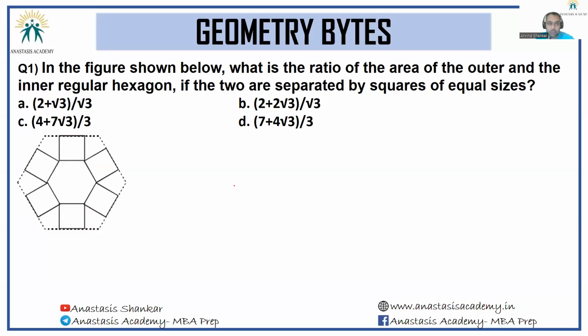Let's look at the solutions of geometry weights. In the figure given below, what is the ratio of the area of the outer and the inner regular hexagon if the two are separated by squares of equal sizes?